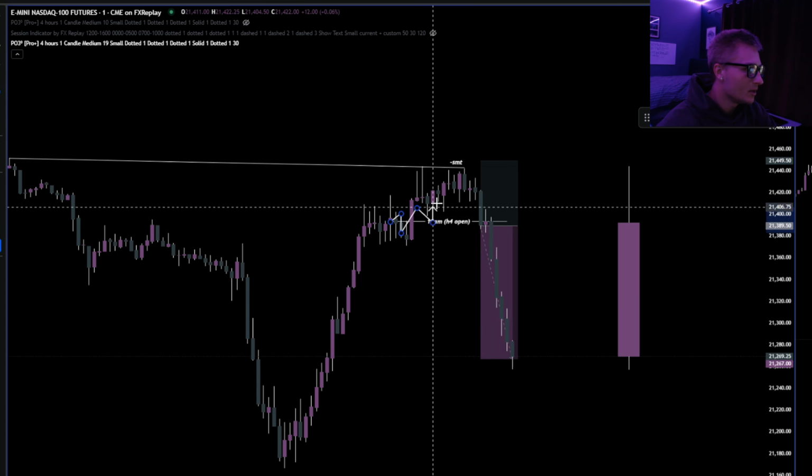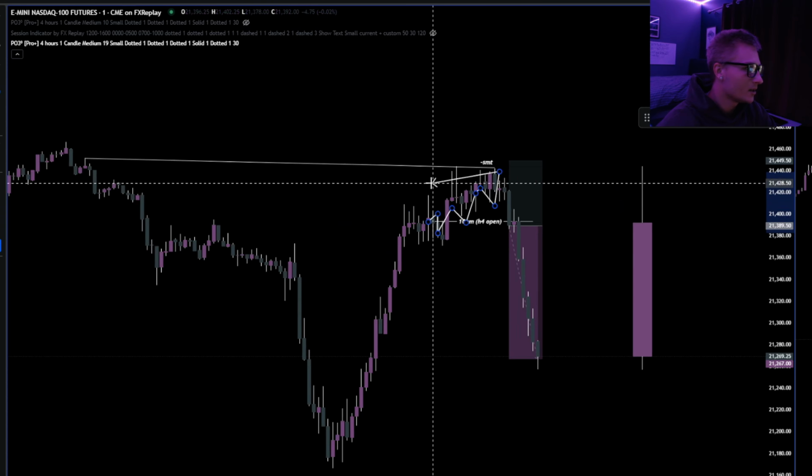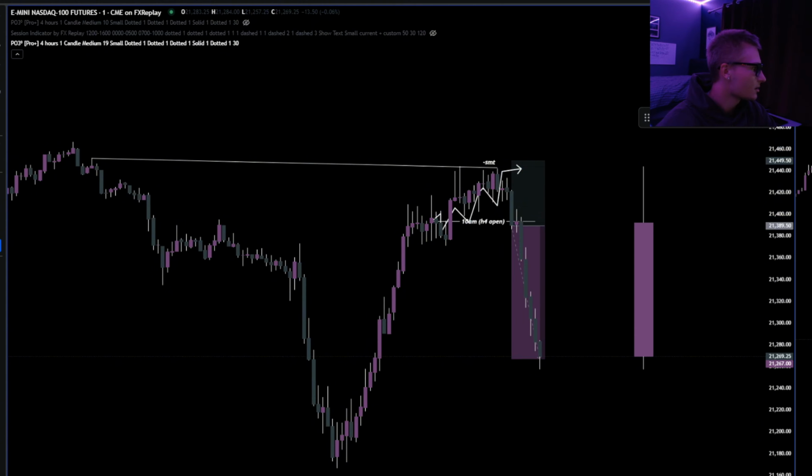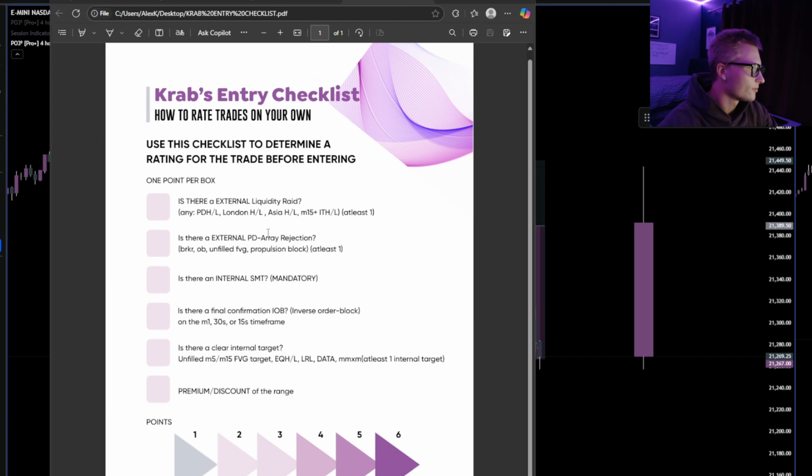10 a.m. here opened up higher, right? Manipulated higher into a SMT. This is one of my entry confluences from my checklist. And if you guys want to grab this, it's the first link in the description.